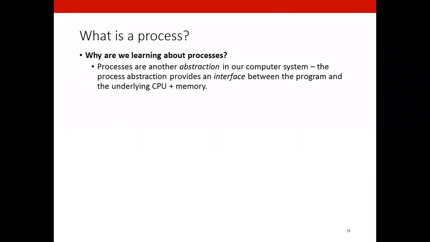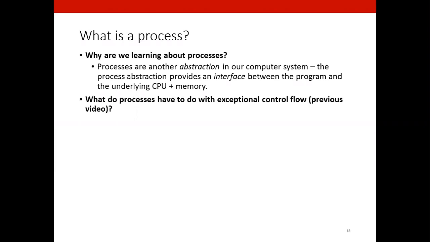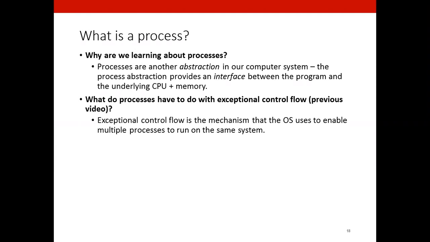So what is a process and why are we learning about processes? Well, processes are another abstraction in our computer system. The process abstraction provides an interface between the program and the underlying CPU and memory. What do processes have to do with exceptional control flow? Well, the operating system is going to have to use tricks with exceptional control flow to give the illusion to the multiple processes running simultaneously in the system, where each process would think that it is in full control of the CPU and memory resources. This essentially enables multiple processes to run on the same system, and this is how multiple programs share resources.